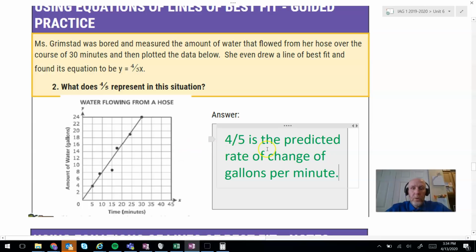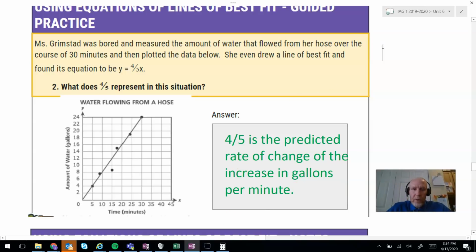You might want to add the idea of an increase. 4/5 is the predicted rate of change of the increase in gallons per minute. Okay, a couple of the different ways you could write this.